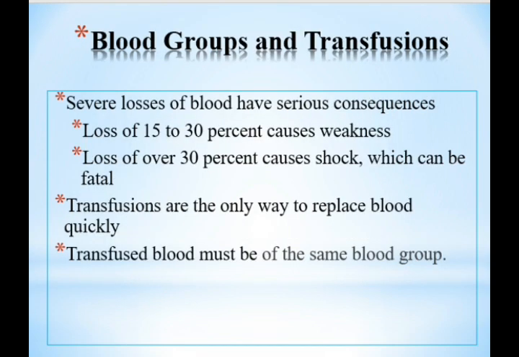To give your blood to others, you must make sure that your blood and their blood are compatible. We as humans have four types of blood, and to transfuse to or from each other, we need to make sure that we are compatible. If we lose 15% to 30% of our blood, we'll be weak. Over 30%, we have shock. Shock means that your organs are not able to work well, and then you might die. To replace the blood that you have lost, you need a transfusion.